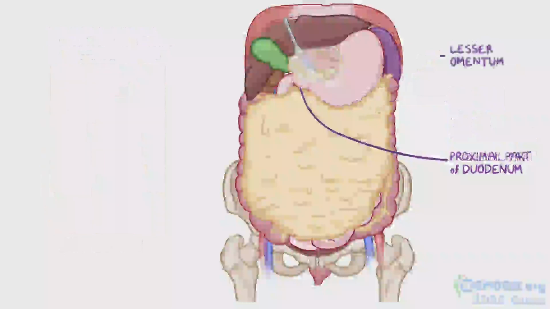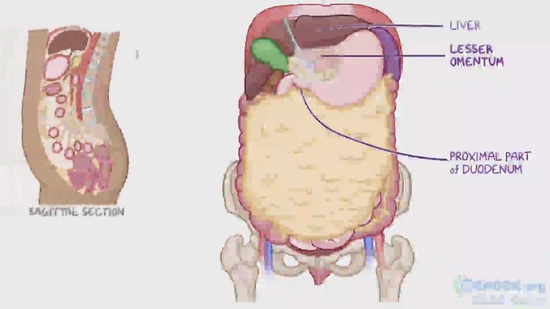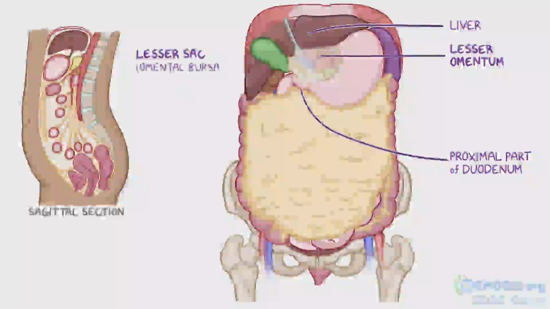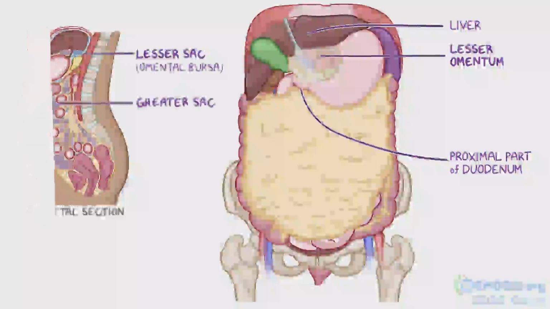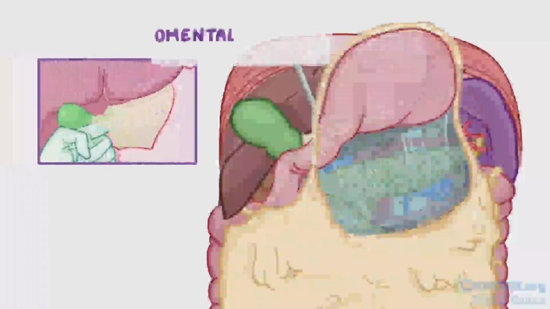The lesser omentum is a double-layered peritoneal fold that connects the lesser curvature of the stomach and the proximal part of the duodenum to the liver. Posterior to the lesser omentum, there's a space known as the lesser sac or omental bursa, and the rest of the peritoneal cavity is known as the greater sac. These two spaces communicate through the omental foramen, also called the epiploic foramen.